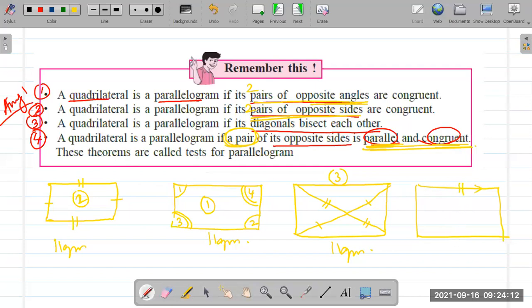And for the fourth one, the last one, if any one pair is parallel and congruent. For parallel, we use arrows. So these two arrows mean that these two sides are parallel. And when I'm drawing these two lines, that means these two sides are congruent. If any one pair is parallel and congruent, then we say that this is a parallelogram. So this is the fourth property. So using these four properties, we can prove that any given quadrilateral is a parallelogram. With that, let us start with the first question of practice set 5.1.